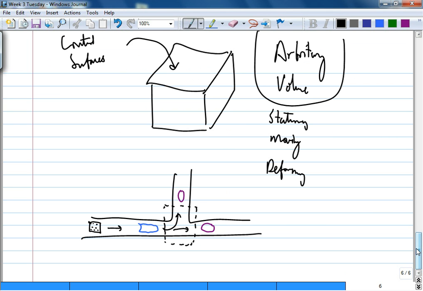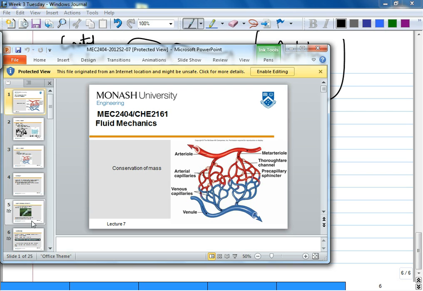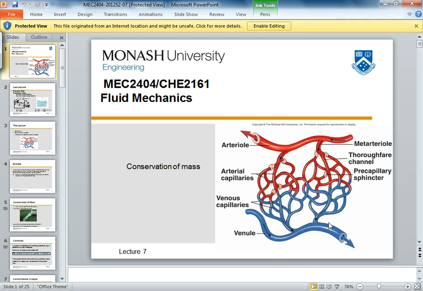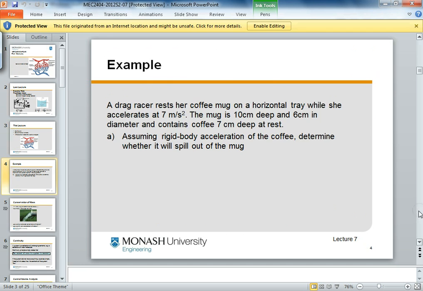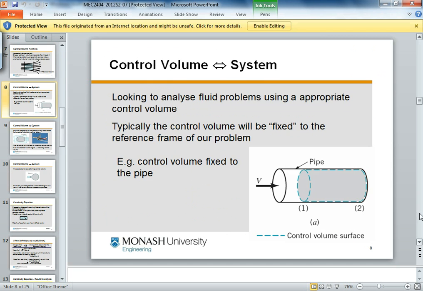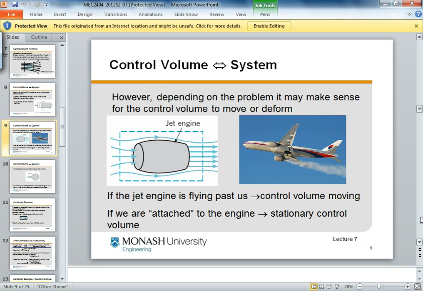As I said, the box can be, for example, an aeroplane. You want to study the performance of the engine, so we put a control volume around the engine. But the engine follows the aeroplane, so our control volume has to follow the aeroplane. It's moving with the aeroplane.